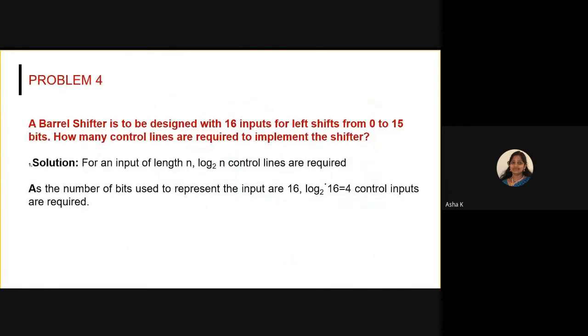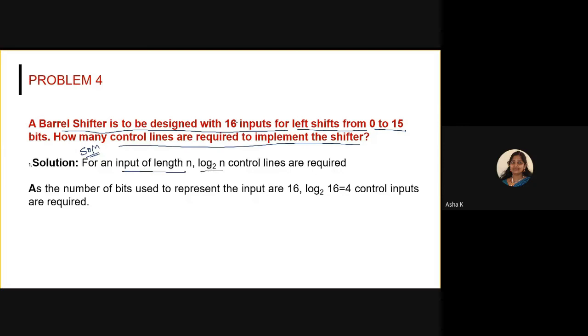Problem number 4 on this barrel shifter. A barrel shifter is to be designed with 16 inputs for left shift from 0 to 15 bits. How many control lines are required to implement the shifter? I told you to remember this in the previous slide. The solution goes like this. The formula is, for an input of length n, how many control lines are necessary? Log n base 2 control lines are necessary.